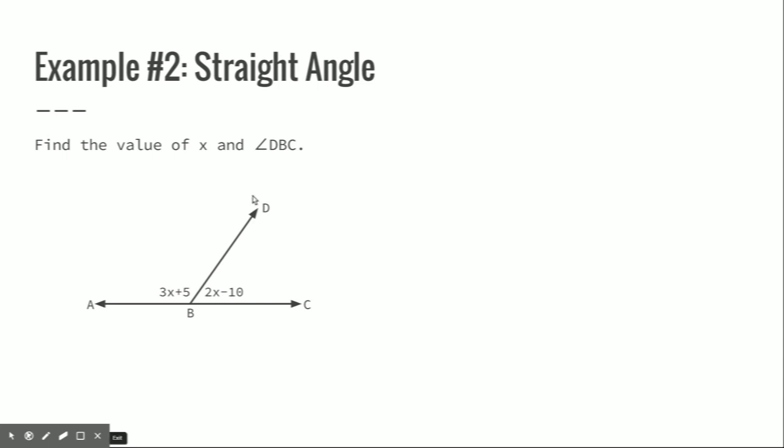So this time, we're trying to find the value of x, and we're also trying to find the value of DBC, and DBC is right here, D, B, and C. So we're trying to find x and DBC. Now these two angles, if we were to add those together, would equal 180. So all I show right here is that I'm going to add these two angles together, and they equal 180.